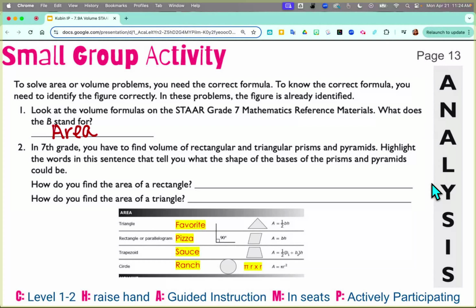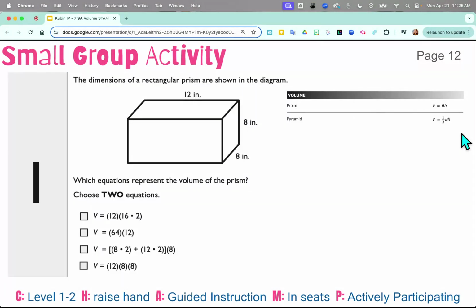If the base of the shape is a rectangle, you're going to use the formula base times height, because that is the area of a rectangle. And if the base of the shape is a triangle, then you need to use area as 1/2 the base times the height. It's all depending on the base of the shape. Okay, so let's do 3 problems to help explain that.